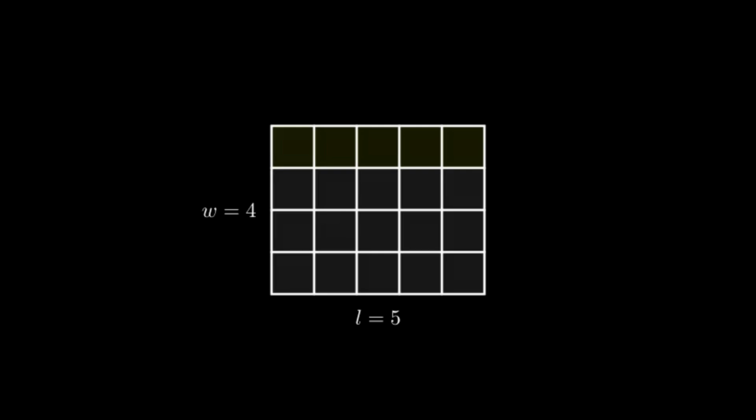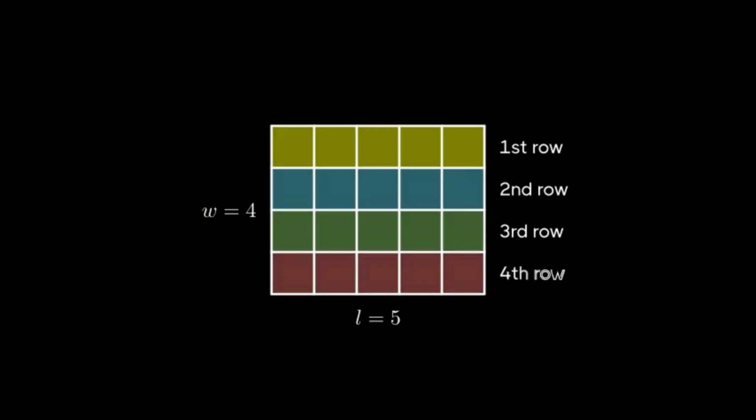Now that we know each row has 5 squares, we need to figure out how many rows we have altogether. Let's highlight each row one at a time and count them. Perfect. We can see that our rectangle has exactly 4 rows, which is the same as our width W equals 4. Now comes the interesting part.